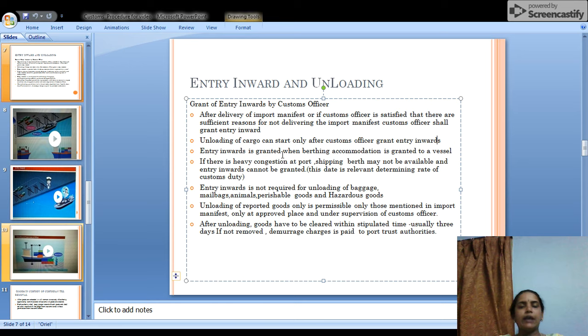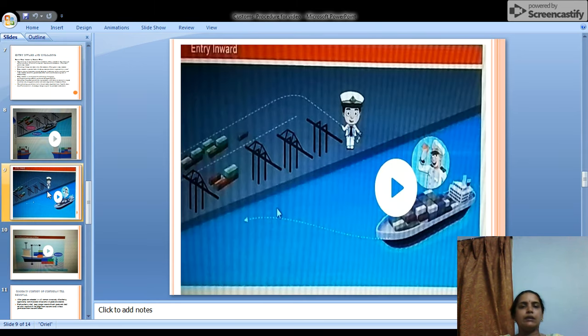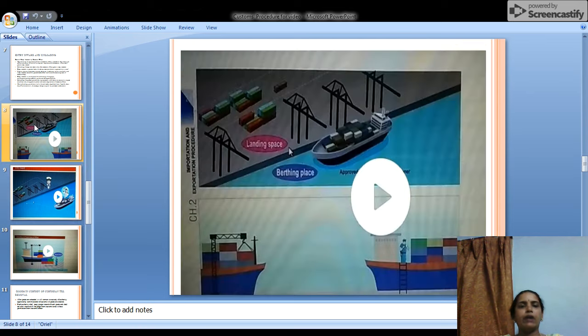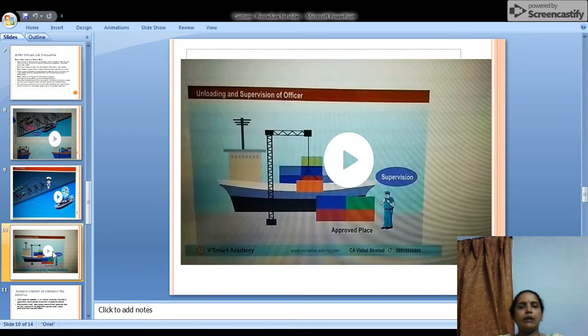Entry inward is granted when berthing accommodation is granted to the vessel. This we call entry inward, and it will be granted when berthing accommodation is given. Here unloading will take place and here loading will take place. And unloading will take place how? Under the supervision of the approved officer and at the approved place.